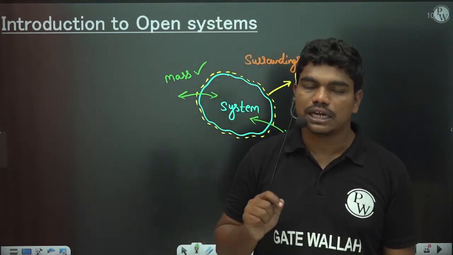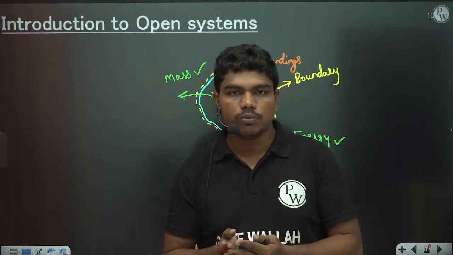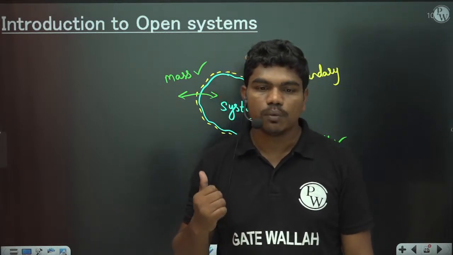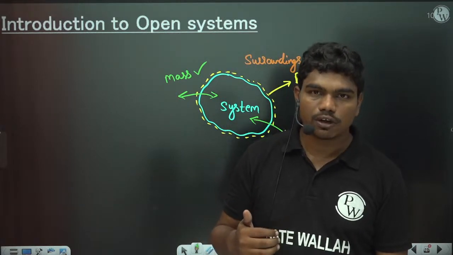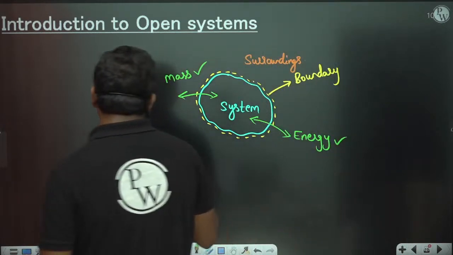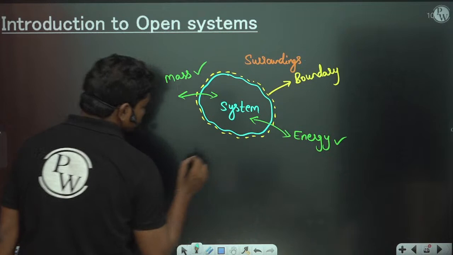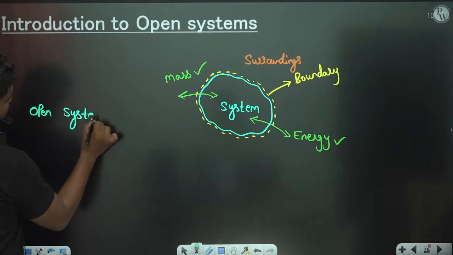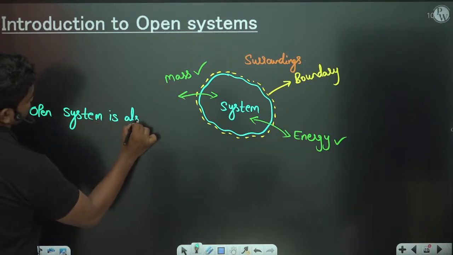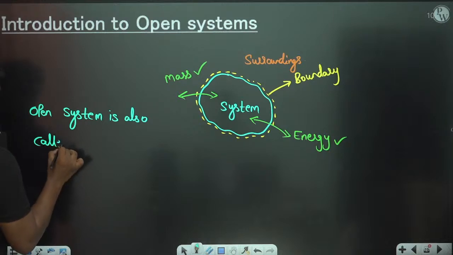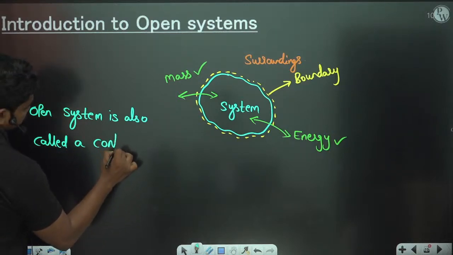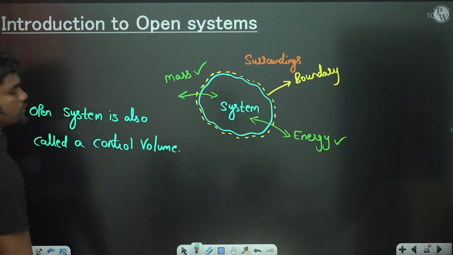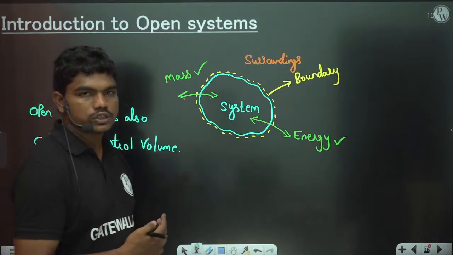Since the focus is on some volume, open systems are also called control volumes. That's why open system analysis is also sometimes called analysis of control volumes. So open system is also called a control volume, and this is also called control volume analysis.